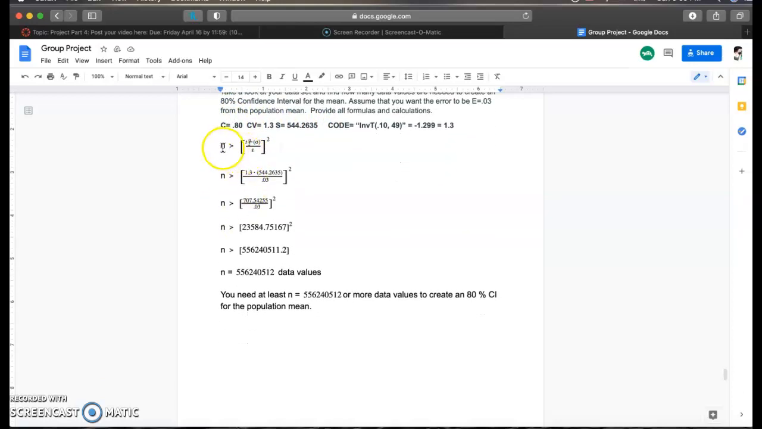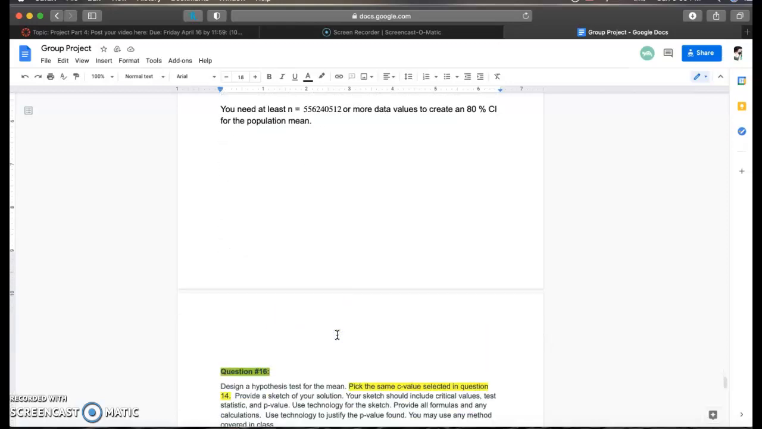We then plugged that into this formula here and squared it. Our final answer was this big number you see here. You need at least n equals 556240512 or more data values to create an 80% confidence interval for the population mean. This was our final answer.